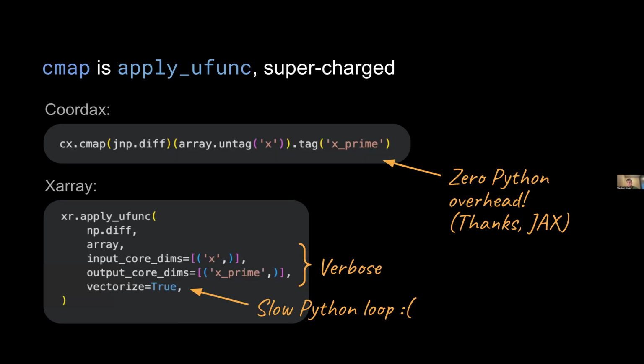So this is what it looks like to write stuff in Coordax. Of course, in practice, you would write this all inline, probably in one line instead of breaking it out. The equivalent in Xarray is apply_ufunc, but cmap is like the supercharged version of apply_ufunc. And this is the contrast here. Of course, it's a bit more succinct. That's nice. The biggest difference is speed. Because it's in JAX, we can remove literally all Python overhead from this operation, and we can do automatic vectorization as well, also with no Python overhead. So it's extremely high performance, and very low on verbosity.